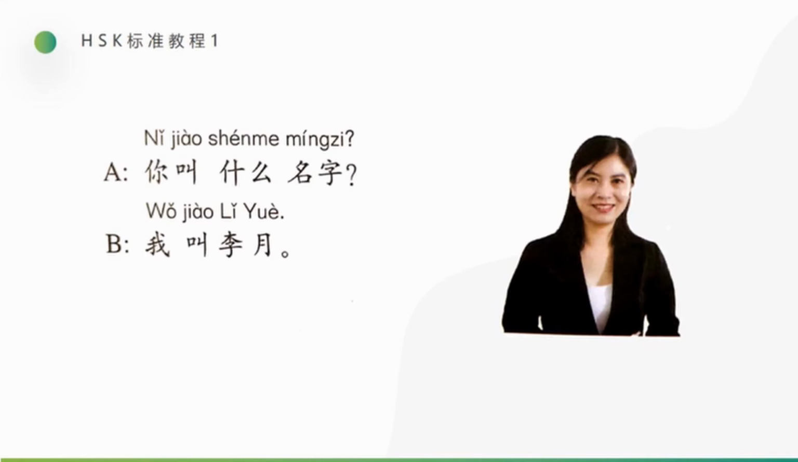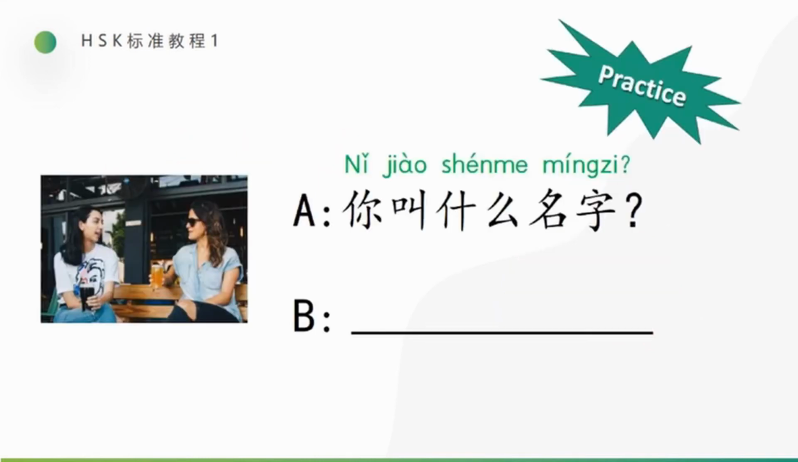好, this is 叫 and 什么. Very good. 好, let's do a practice. Let's answer the question according to the picture. Like A, 你叫什么名字? How to answer it? You can use your name to answer this question. 你叫什么名字? 我叫王杰. Very good.